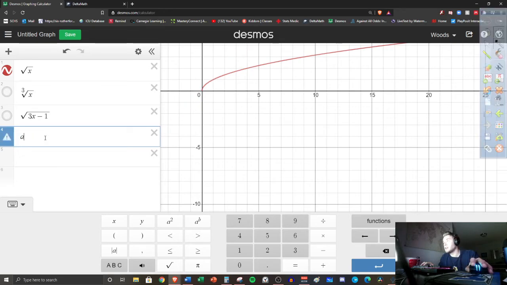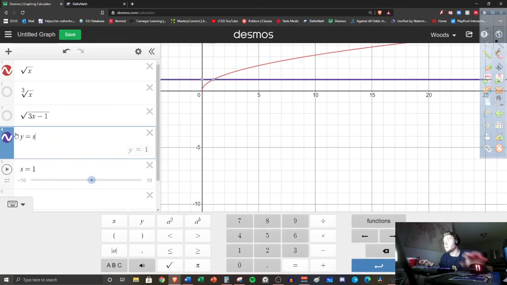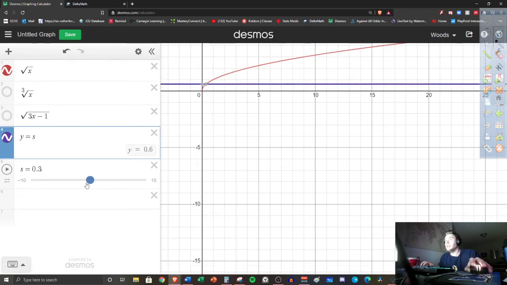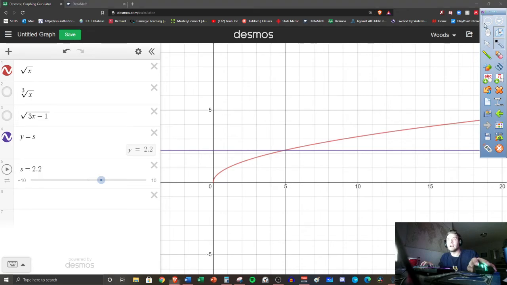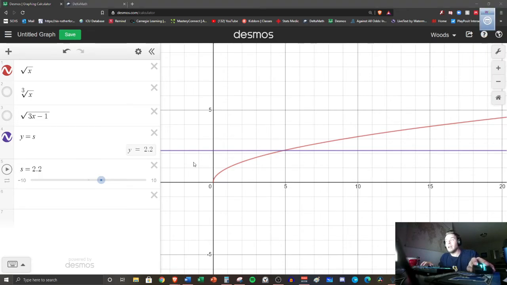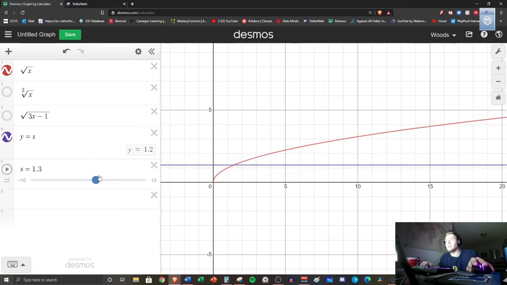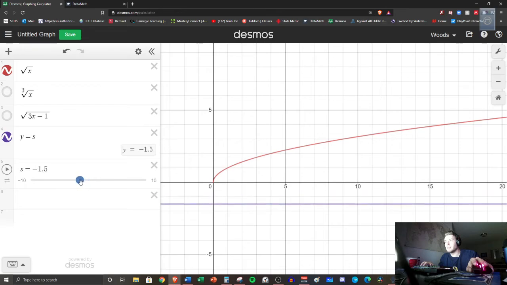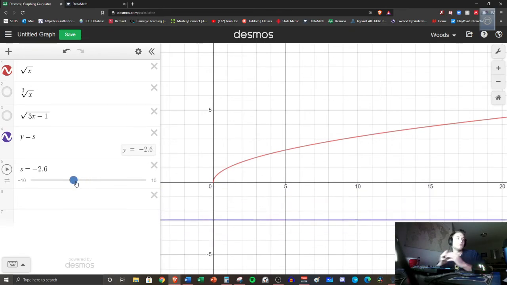Can I just make a slider, please? Let's just do S. Okay. So as any of these positive values, this is the idea that we want to get at here. If I'm making S, this purple line, positive, there's always going to be a solution. But as soon as I go to 0, there's still a solution. But as soon as I go negative, it becomes extraneous. There are no solutions. So that's really the idea here.